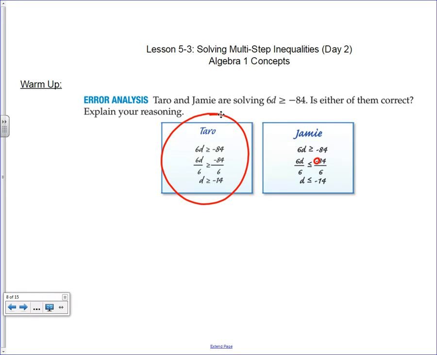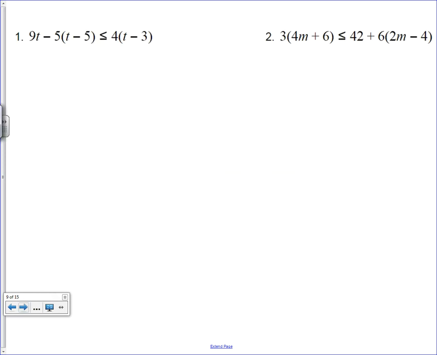Jamie is incorrect. Jamie flipped the symbol when, actually, I don't know if that's a he or a she. I'm not sure, but they should not have flipped the symbol. Any questions on that first warm-up problem? Okay, let's move on to that second warm-up problem.